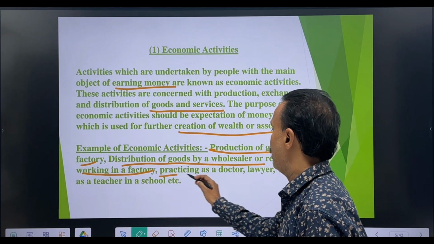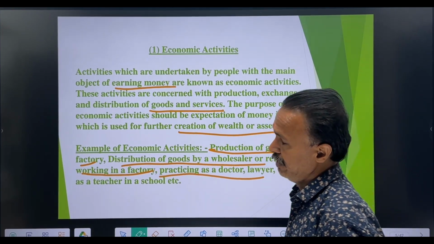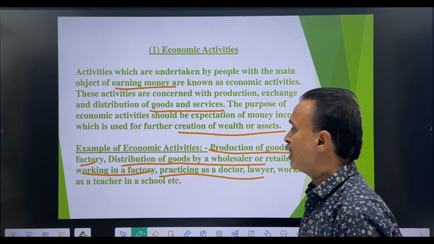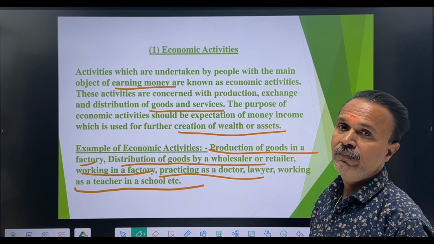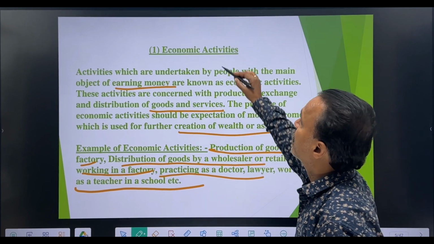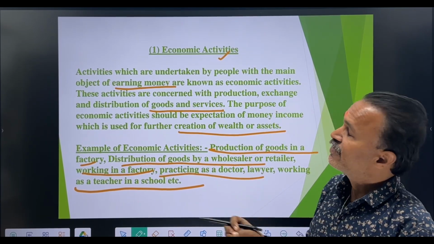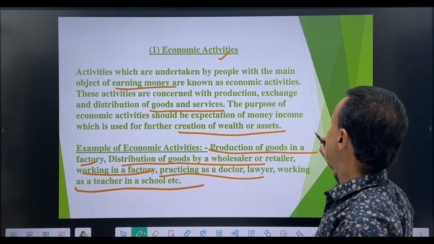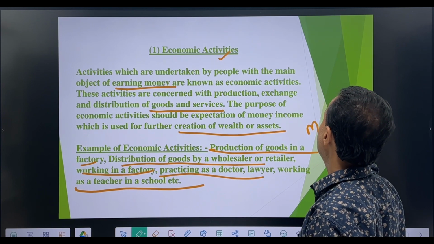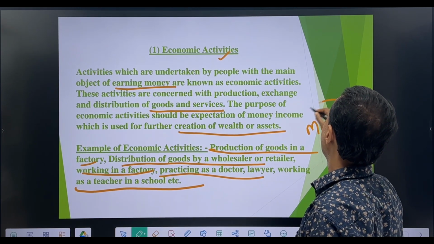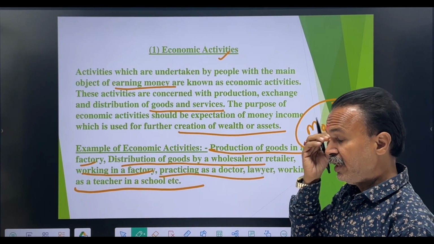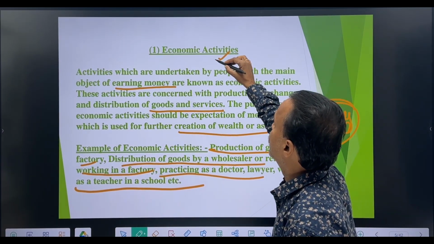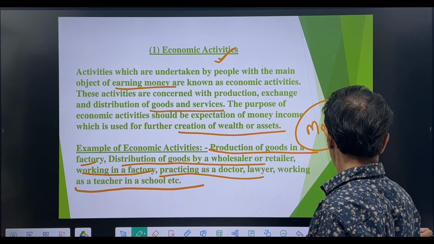For example, production of goods in a factory, distribution of goods by a wholesaler or retailer, working in a factory, practice as a doctor, lawyer or engineer, working as a teacher in a school, etc. These are the examples of economic activities. So in one word we can say that the activities performed by the human with the main object of earning money are called economic activities.